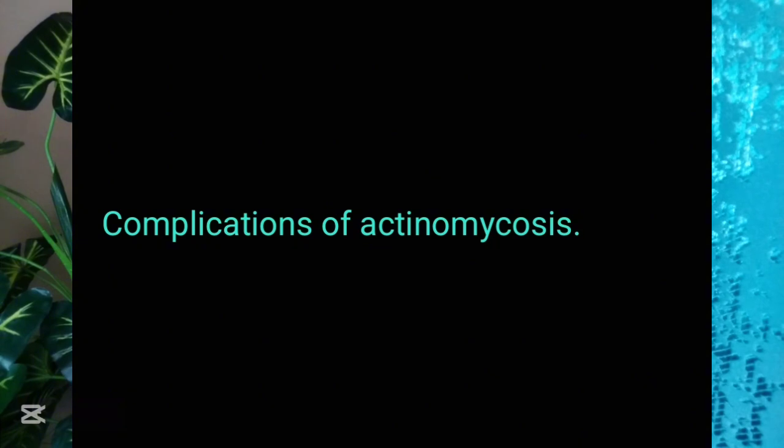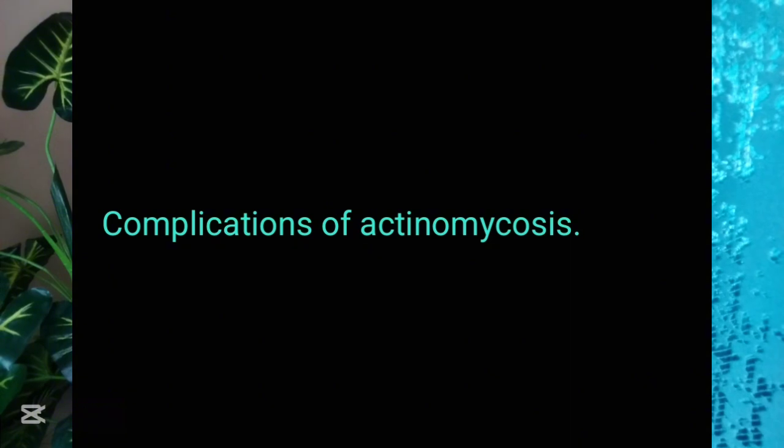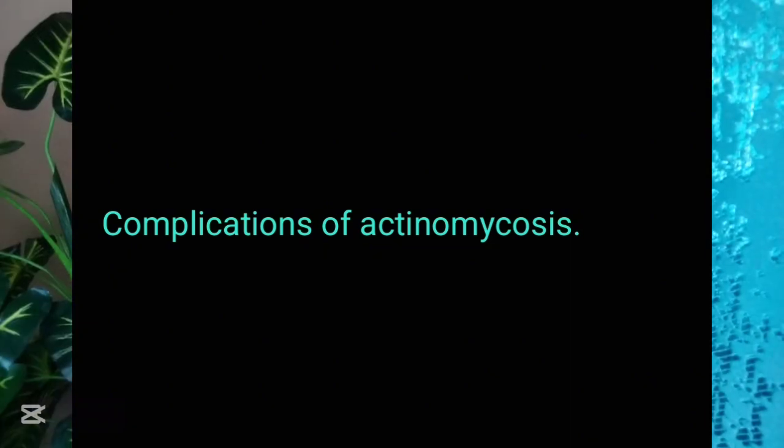There can also be osteomyelitis, that is bone infection. There can also be brain abscess, especially in the setting of the central nervous system actinomycosis. Brain abscess is collection of pus in the brain. There can also be pyemia. Pyemia is when the bacteria enters into the bloodstream and it can multiply in overwhelmingly large numbers. There can also be organ failure and subsequent death.